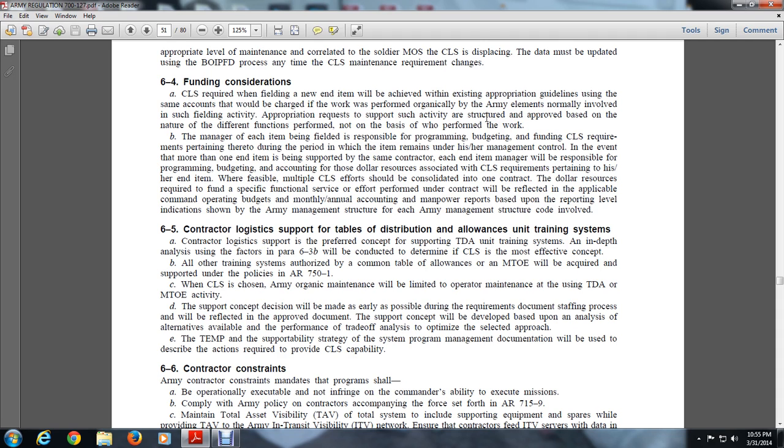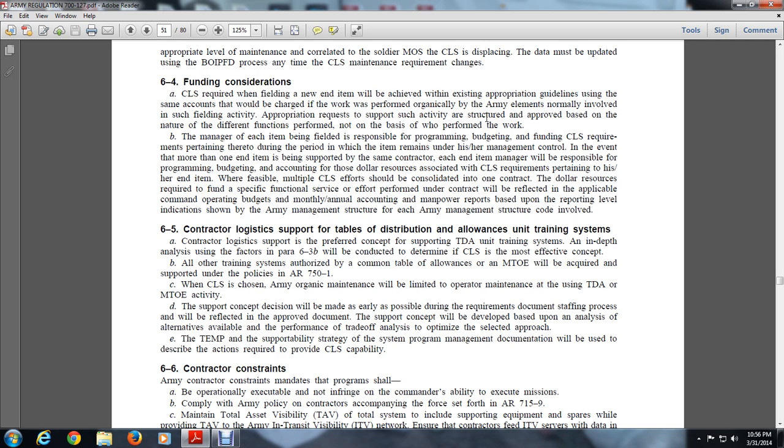6.5, Contractor Logistics Support for Table of Distribution and Allowances unit training systems. Contractor logistics support is preferred as the concept for supporting TDA unit training systems. The Army will conduct an in-depth analysis using factors in paragraph 6.3 while determining CLS as the most effective concept. All training systems authorized in the common table of allowances will be acquired and supported under the policies of AR 750-1 and contractor listings shown.